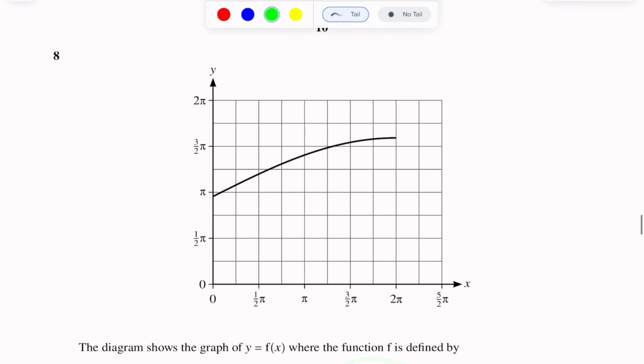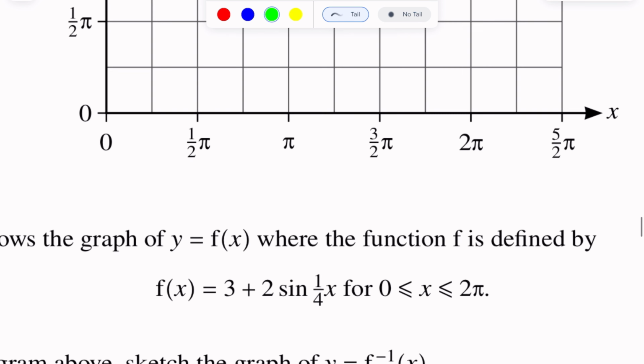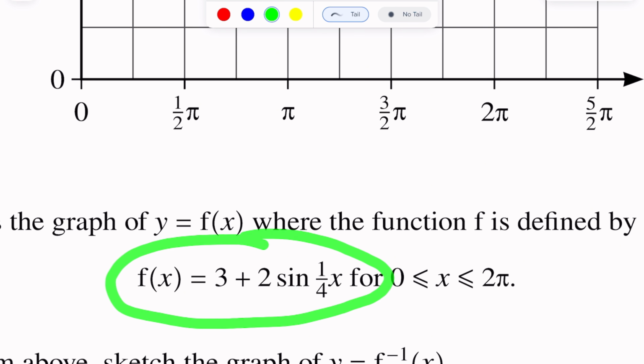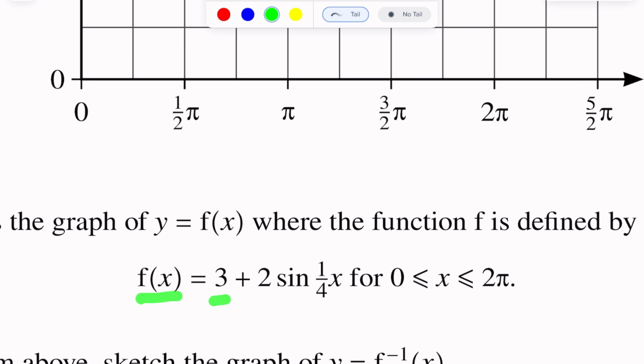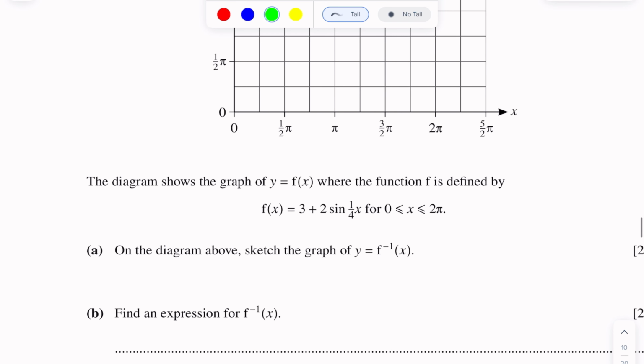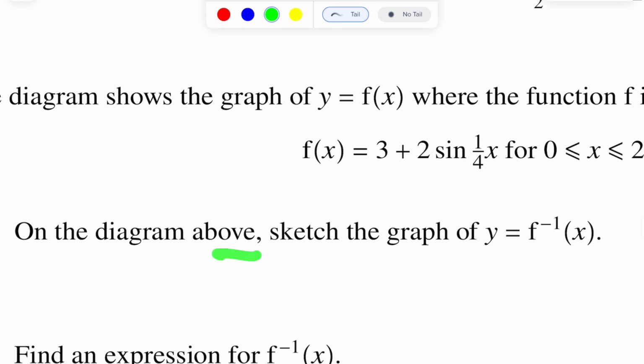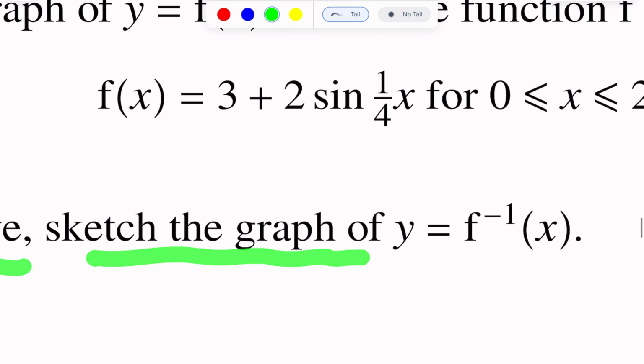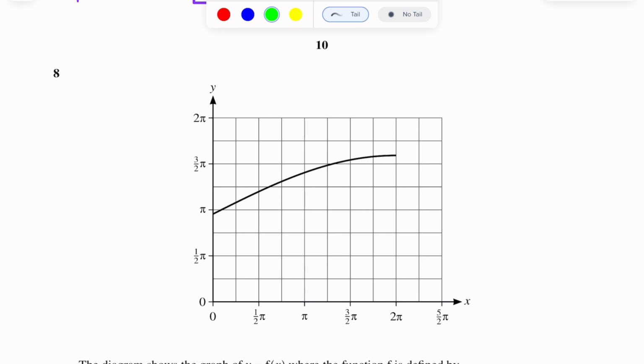This is a graph of sine x. The function is given, f(x) is equal to 3 plus 2 sine (1/4)x for x between 0 and 2 pi. Part A: on the diagram above, sketch the graph of y is equal to f inverse x. F inverse x is the reflection of f(x) in y is equal to x.